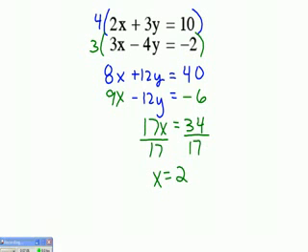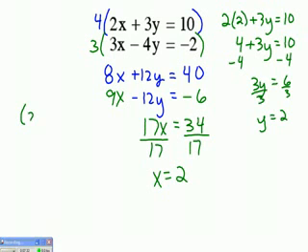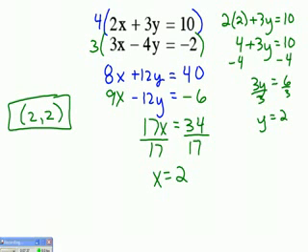Can go back up to really any equation. I think I'll go back up to the original top one. So 2 times x, which we now know is 2, plus 3y equals 10. 4, go through and solve here. And if you notice, all these did come out to nice numbers. That doesn't always happen. And in fact, x and y turned out to be both 2. So we'd go to the point (2, 2). That's where these two lines would intersect.